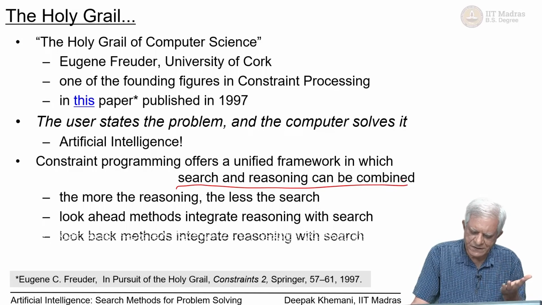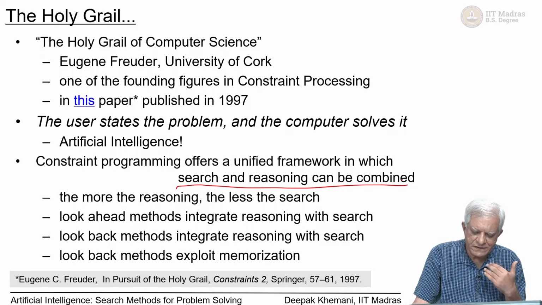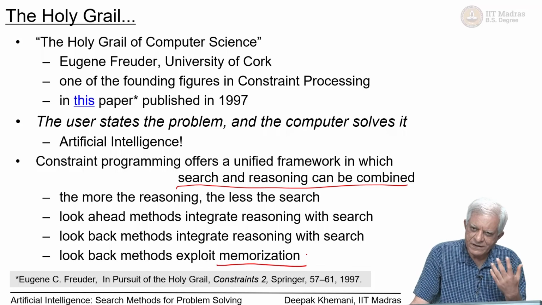And we have also observed, somewhat casually, that the more the reasoning, the less will be the search. So, there is always a trade off between the two. Then we saw that look ahead methods integrate reasoning with search, look back methods also integrate reasoning with search, though we have not seen the details. Look back methods also exploit something called memoization, which says that if something failed, then remember that it failed and do not try it again essentially.